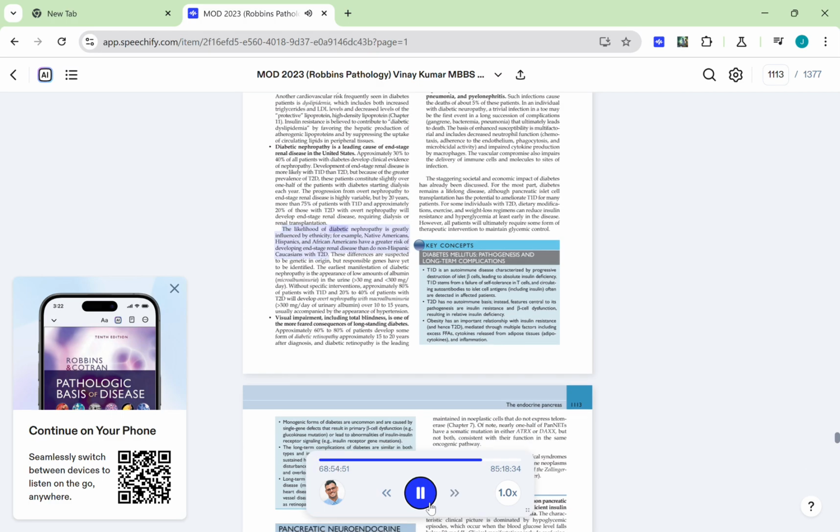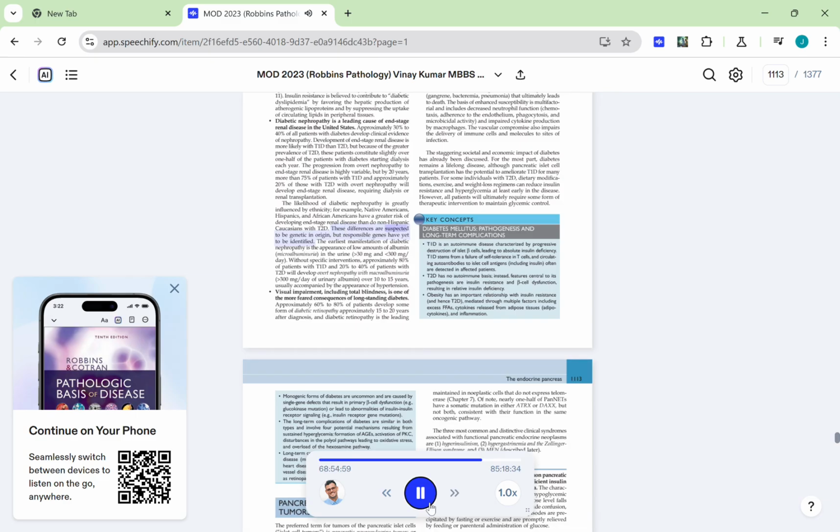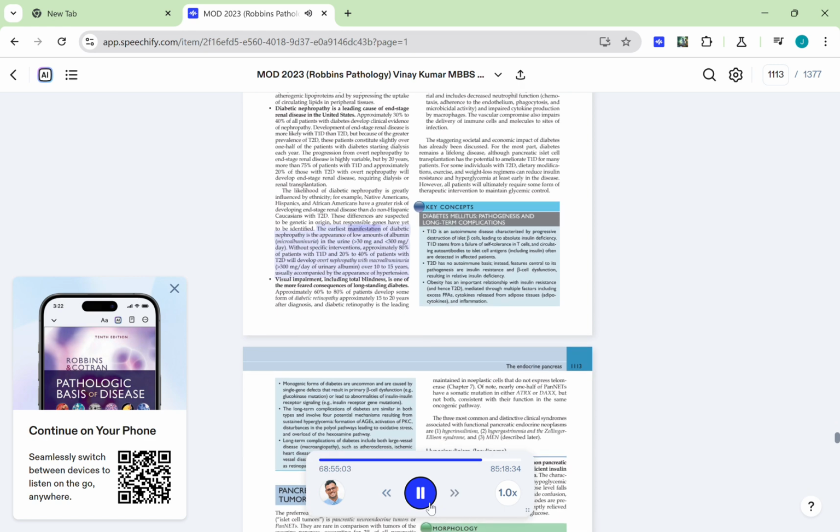The likelihood of diabetic nephropathy is greatly influenced by ethnicity. For example, Native Americans, Hispanics, and African Americans have a greater risk of developing end-stage renal disease than do non-Hispanic Caucasians with T2D. These differences are suspected to be genetic in origin, but responsible genes have yet to be identified. The earliest manifestation of diabetic nephropathy is the appearance of low amounts of albumin in the urine. Without specific interventions, approximately 80% of patients with T1D and 20% to 40% of patients with T2D will develop overt nephropathy with macroalbuminuria over 10 to 15 years, usually accompanied by the appearance of hypertension.